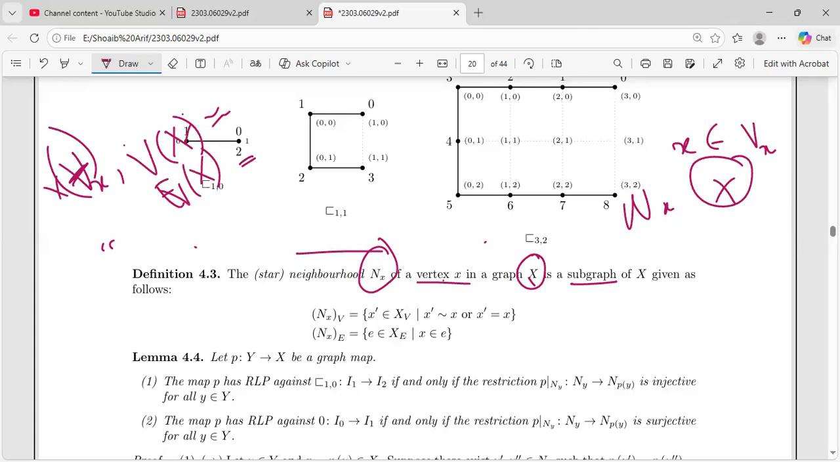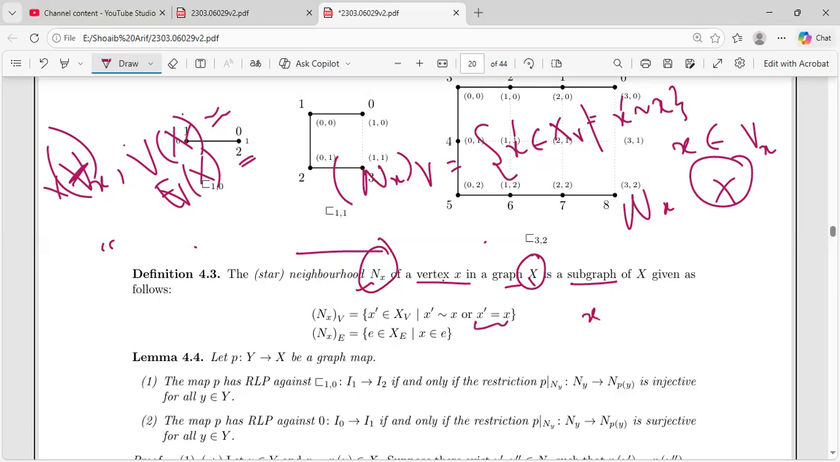Given x, the vertices of this subgraph N(x) are those vertices x prime belonging to the vertex set of X such that x prime is related to x, meaning there is an edge between x prime and x, or x prime is equal to x. If one of the conditions holds, then the vertex belongs to the vertex set of this subgraph.